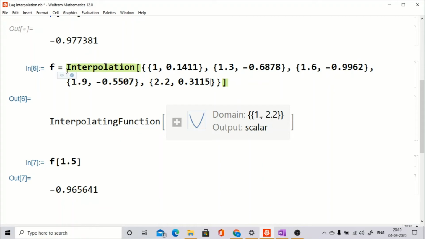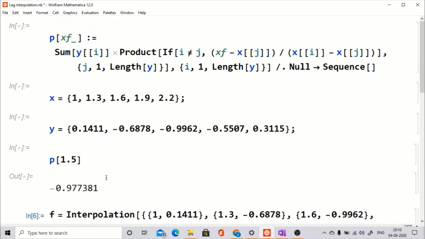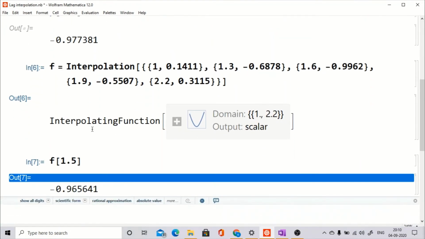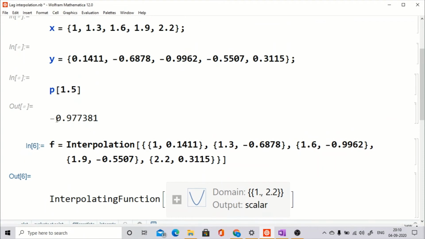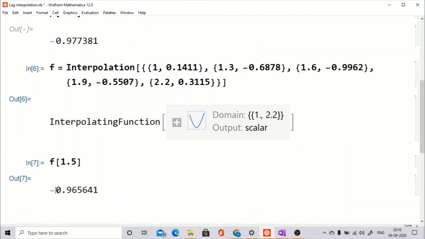This is how it is implemented, and once you do it, an interpolation function will be generated, and you just find the value of f at 1.5. So this value will be generated. I have taken the same data which we have taken here. You can see the value which I got from Lagrange's interpolation is negative 0.977381, and here I got negative 0.965641, so somewhat closer, but there is some difference between both of these values.